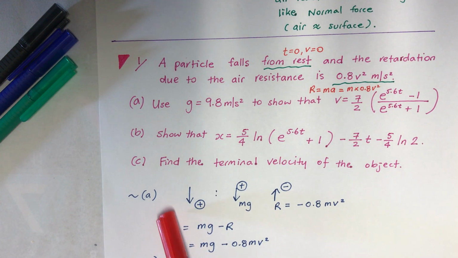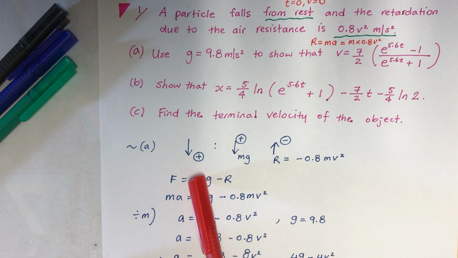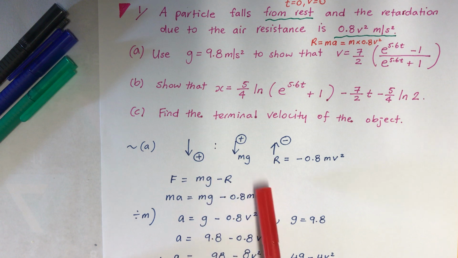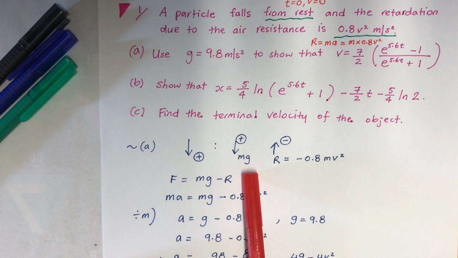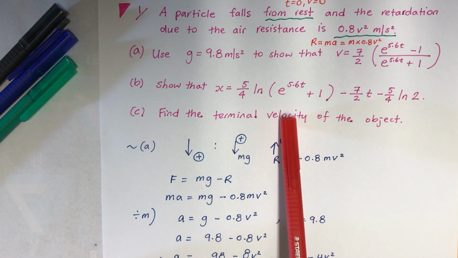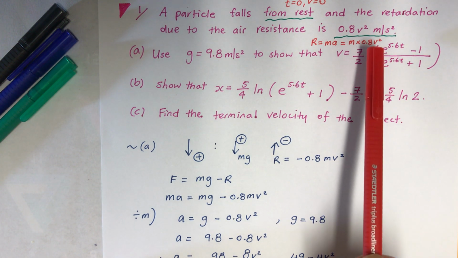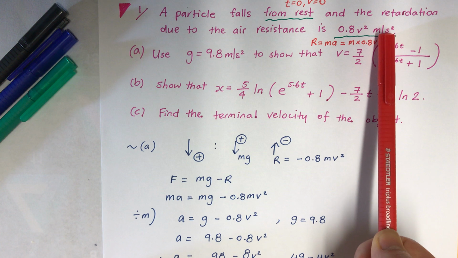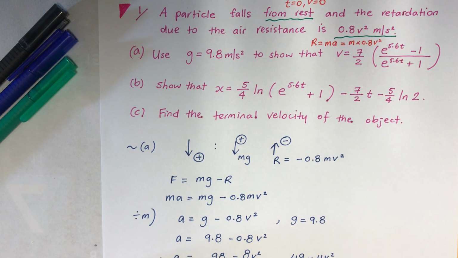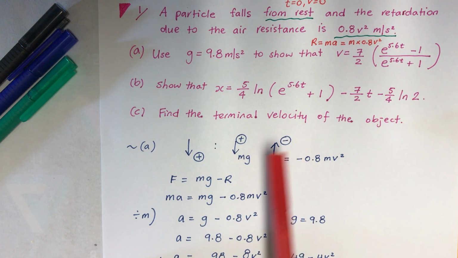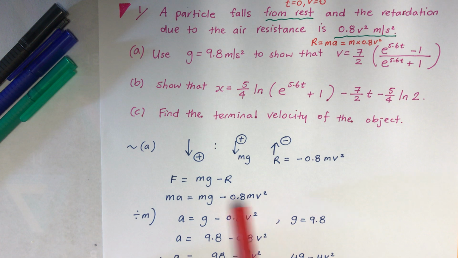All right, so let's have a look at part A. It's a falling object, so we're going to make downwards positive, and therefore the mg force, the weight force, is positive, and the resistance force is negative. I put the minus 0.8 mv squared because that wasn't actually force, it was acceleration, so I need to put mass there as well. So F equals mg minus R, because that's positive and that's negative, and then I put it into ma equals mg minus 0.8 mv squared.